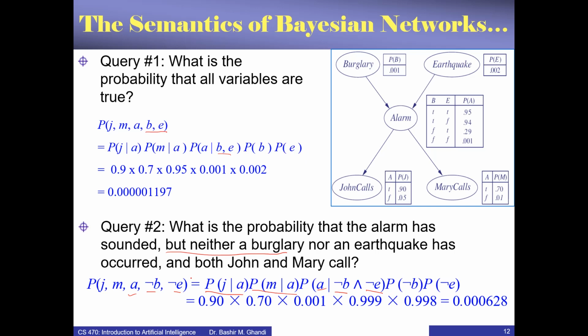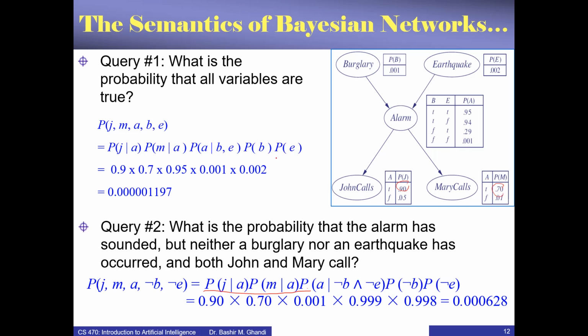And then the probability of not B and the probability of not E. Multiply all of this and you get your answer. Alright, now the first two terms are the same as before, 0.9 and 0.7 for John calls and Mary calls, no change.